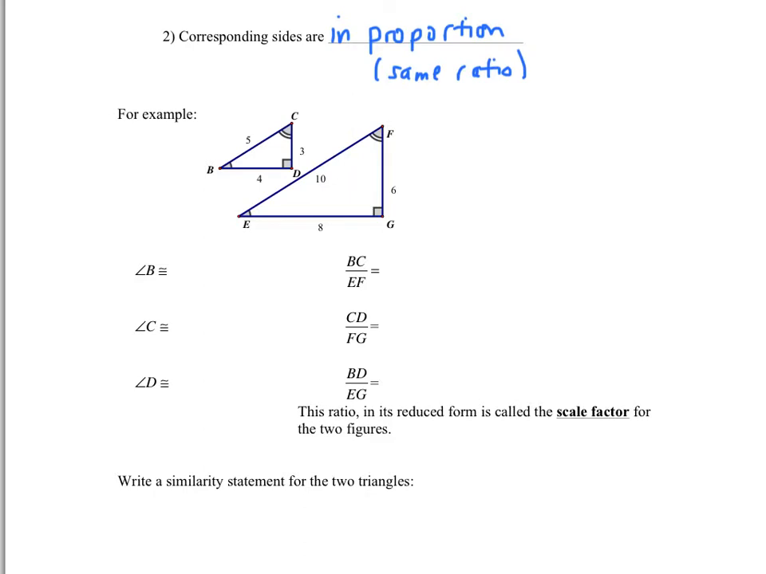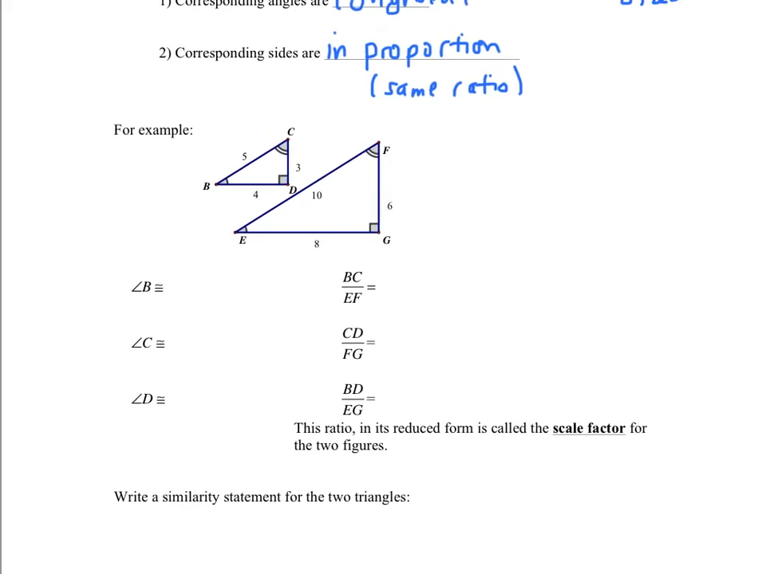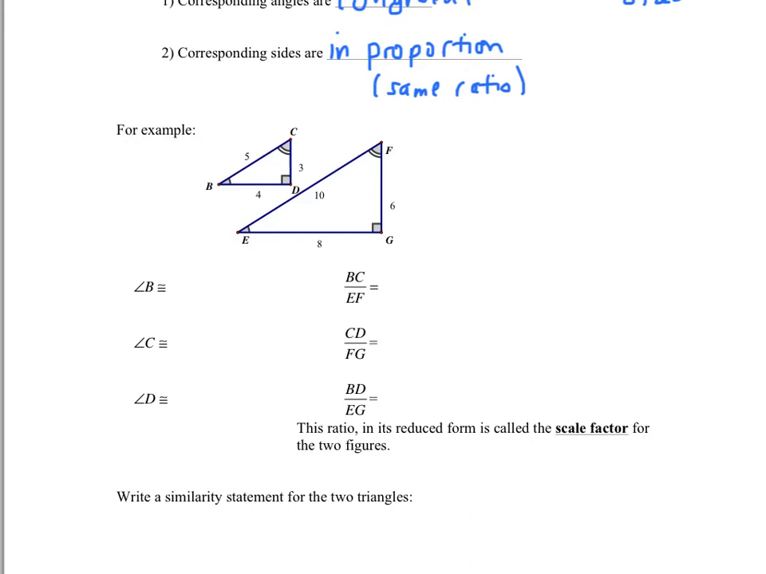So for example, if you take a look at these triangles, notice that angle B in the small triangle is marked congruent to angle E. Angle C is marked congruent to angle F. And angle D is marked congruent to angle G. So far, these two triangles satisfy the first part. Corresponding angles are congruent. The next thing we have to take a look at is the way in which the sides compare to each other.